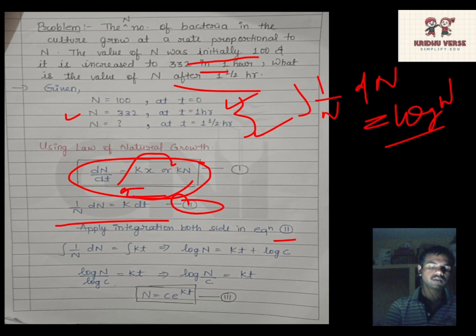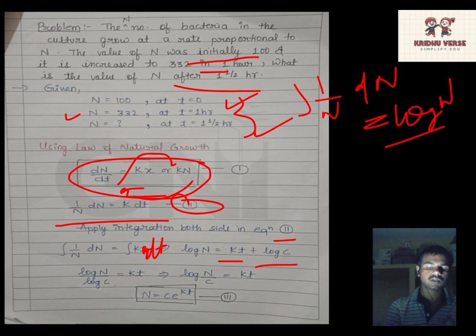So that can be written here: log n equal to kt. Integration of k dt will be what? K is a constant, so it is taken in front. So integration of k with respect to t, sorry, that will be kt. And plus log c we will take, because we have taken log n.